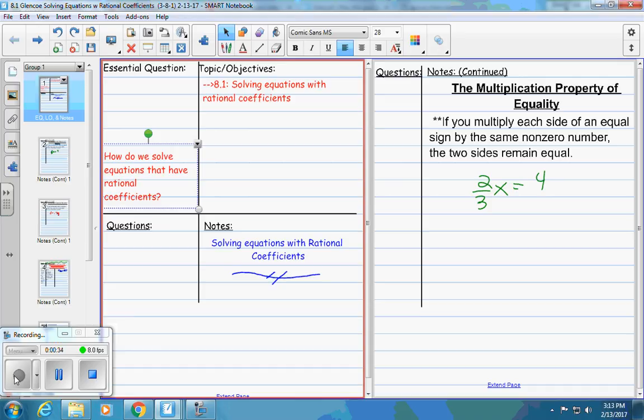What we're learning today is how to solve an equation with rational coefficients. We're also going to solve addition and subtraction problems as well. These are just simple one-step equations. Go ahead and pause here and copy down what you see.